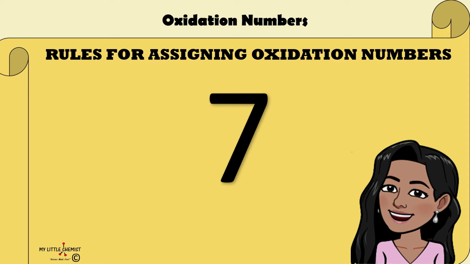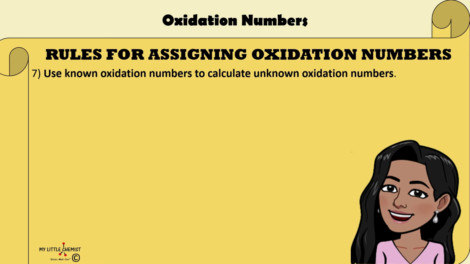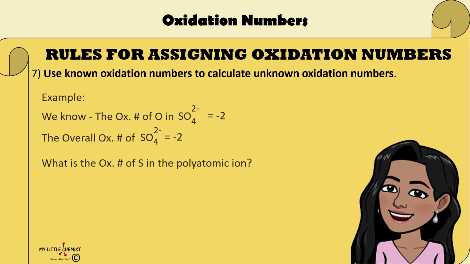Rule number 7. Use known oxidation numbers to calculate unknown oxidation numbers. We know the oxidation number of oxygen in sulfate is -2. The overall oxidation number of sulfate is also -2. So what is the oxidation number of sulfur in the polyatomic ion?